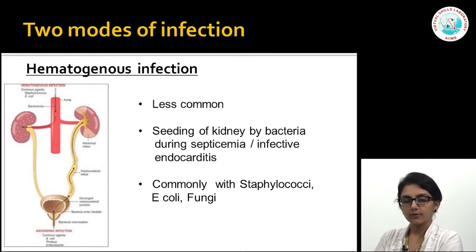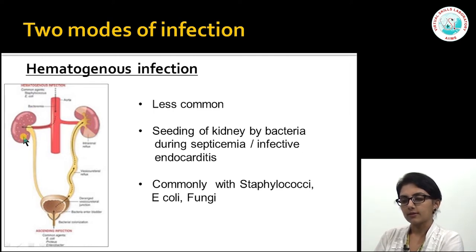Let's get on to the next mode of infection, that is a blood-borne or hematogenous infection. This is a less common form of infection in pyelonephritis, and basically what happens is that there's seeding of the kidney by bacteria during a septicemic event or, for example, infective endocarditis, and the bacteria that are commonly involved would be staphylococci, to a lesser extent E. coli, and you can even have fungal infections with, for example, mucormycosis, presenting as a blood-borne pyelonephritis.